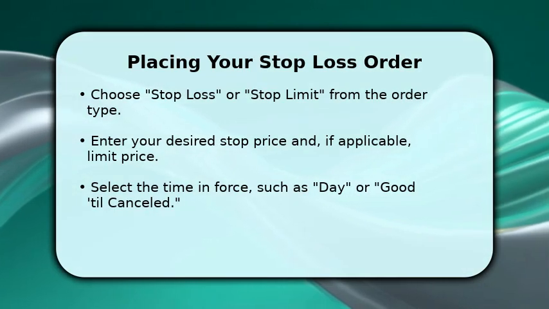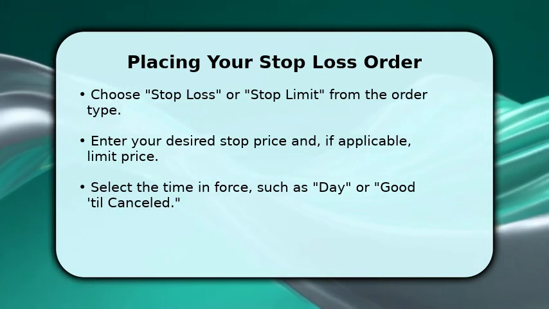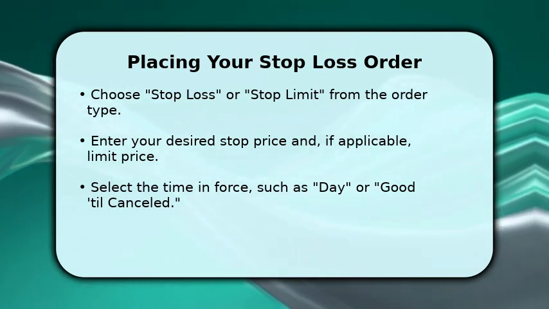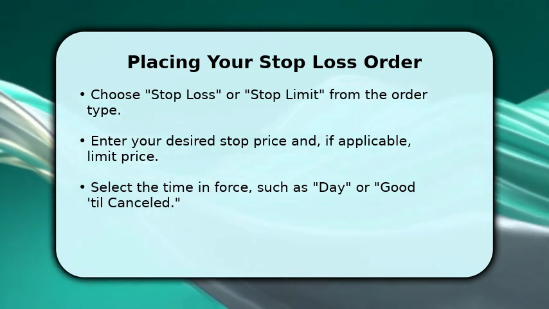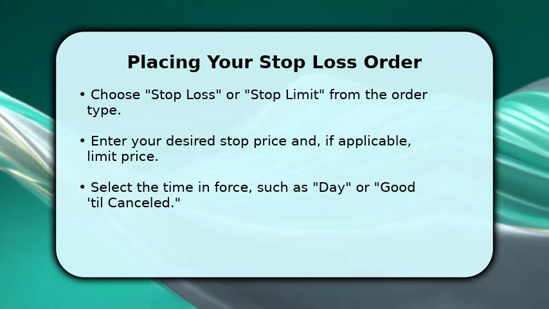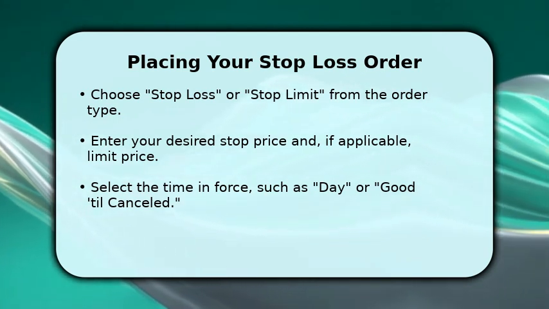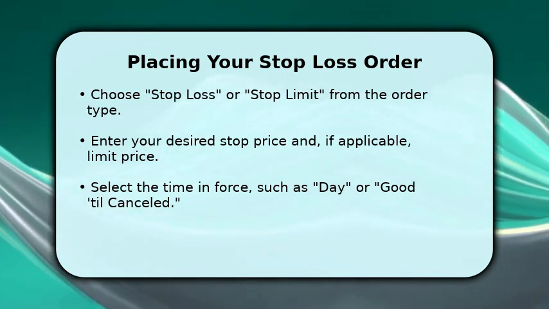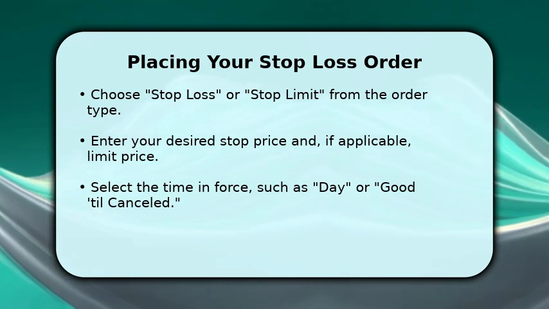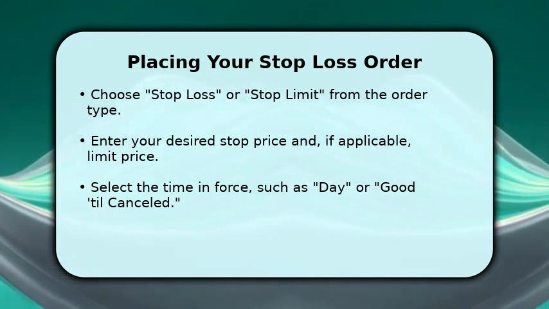Once on the order entry screen, select Stop Loss or Stop Limit from the Order Type dropdown. For a stop loss, you'll enter a single stop price. For a stop limit, you'll also specify a limit price. Then choose your time in force, like day or good till canceled, to determine how long the order remains active.